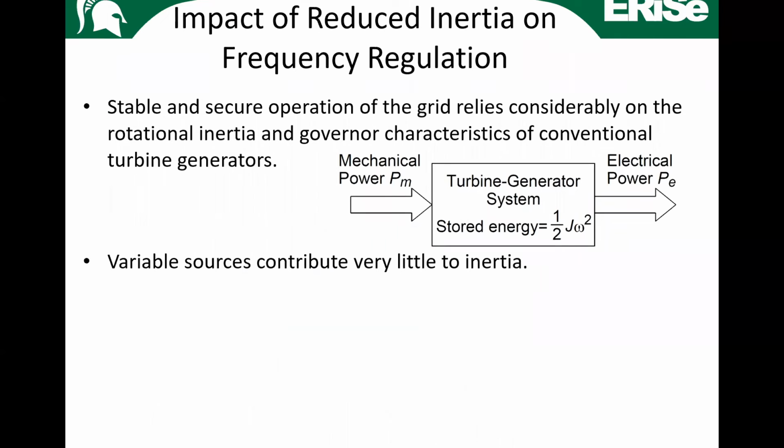Now I want to take a few minutes to quickly give you a sense of the impact on frequency regulation. I won't go into a lot of details, but you do know how we keep a constant frequency of 60 hertz on the system, right? By using the energy stored in turbine generator systems, which are conventional generators with large turbines and large generator rotors, and they have a combined moment of inertia of J. When it's spinning at a certain speed, say 60 hertz, which is 377 radians per second, half J omega squared is the rotational kinetic energy stored in the turbine generator system.